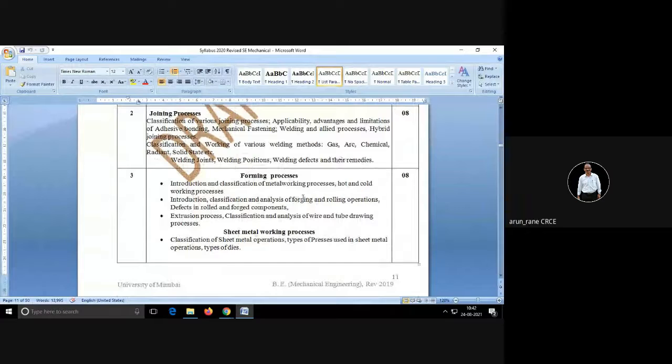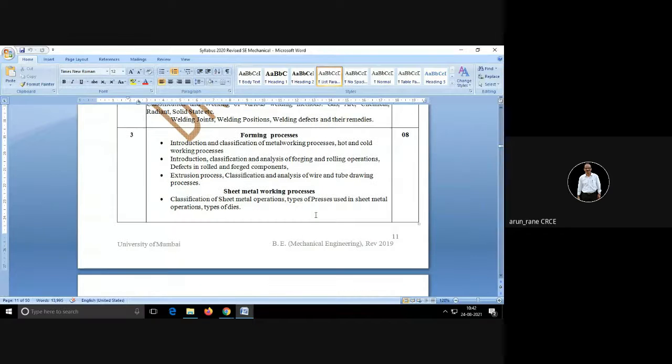Then forming processes like forging, rolling, wire drawing, sheet metal working processes. This itself is a subject for one semester, a complete one semester. Sheet metal working means all the operations which are done on a strip or sheet, and usually it is done on presses. So that is what your sheet metal operation is.